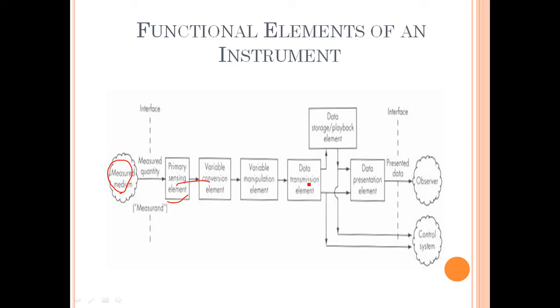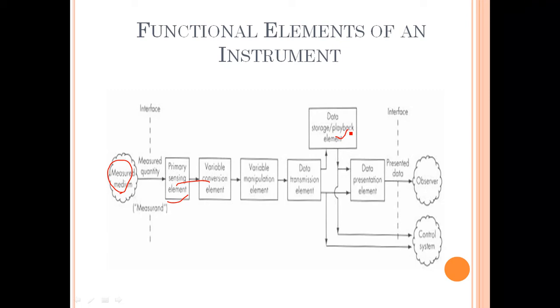Next, the output is given to data transmission element. Data transmission elements are used where data is transmitted between physically separated parts. So from variable manipulation element, data is given to data transmission element. Then from data transmission element, data is given to data storage playback element. We can easily store the data in a hard disk or some CD or some drive.